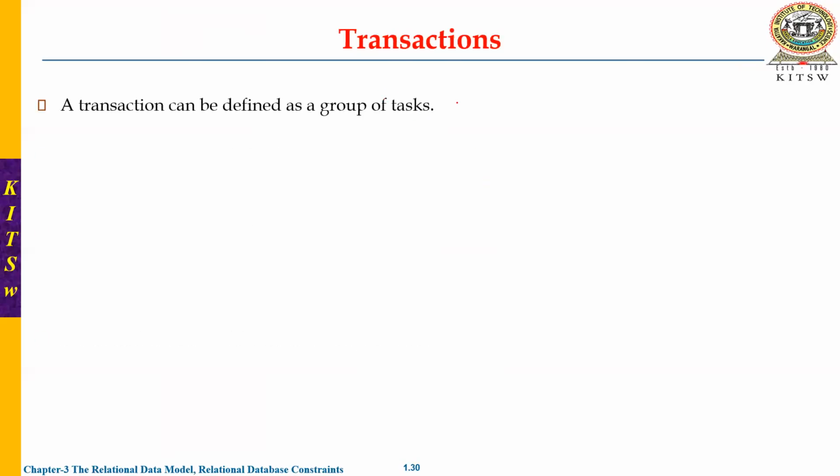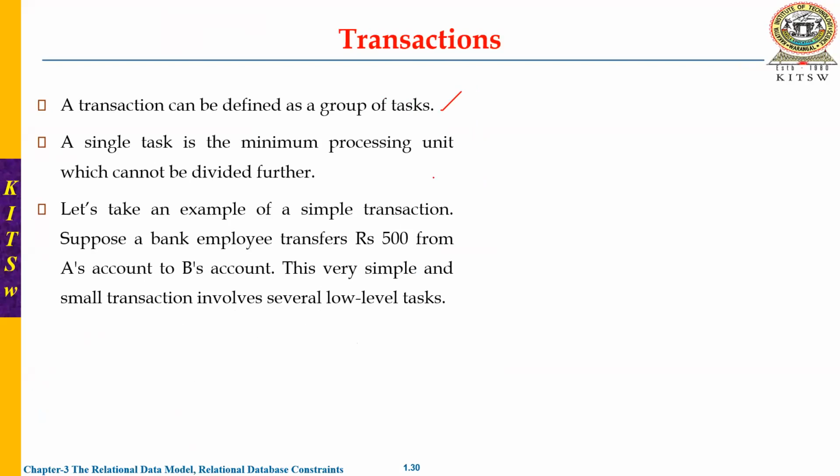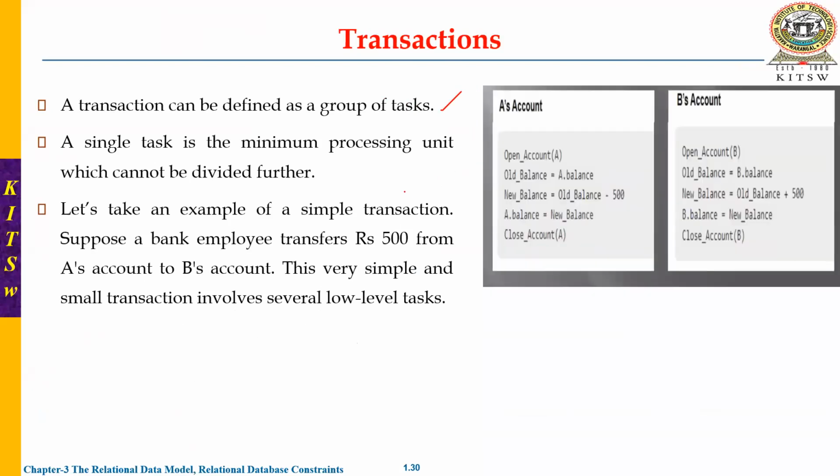A transaction can be defined as a group of tasks. A single task is a minimum processing unit which cannot be divided further. So let's take an example of a simple transaction. Suppose a bank employee transfers 500 rupees from account A to account B. This very simple and small transaction involves several levels of tasks like this: open account A, old balance equals A dot balance, new balance equals old balance minus 500, A dot balance equals new balance, and close the account.